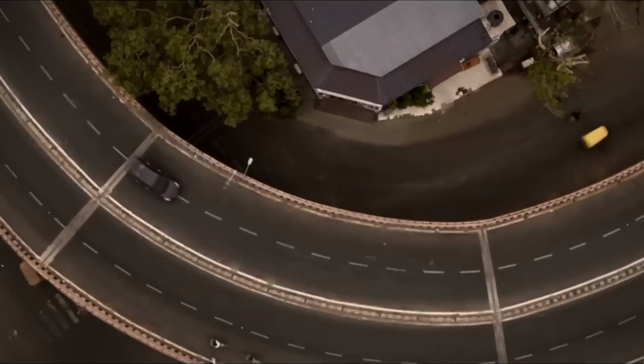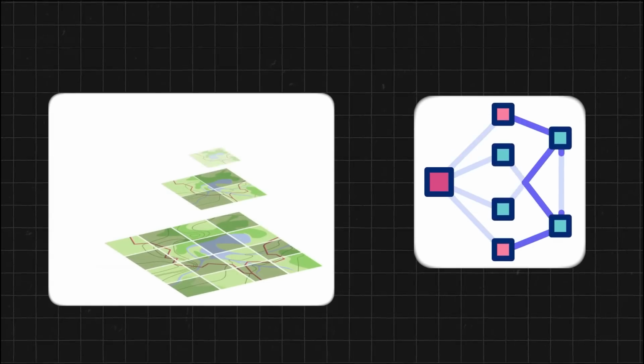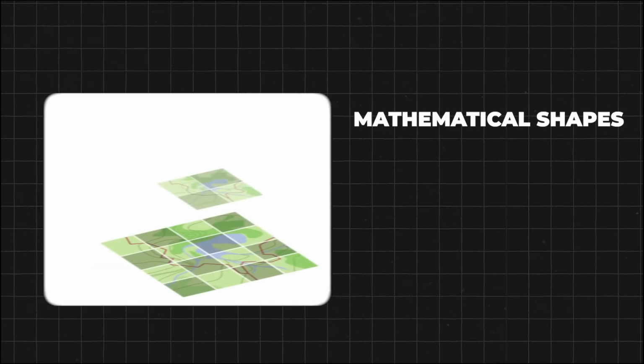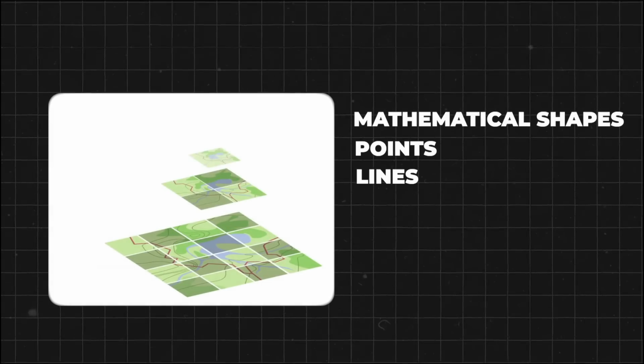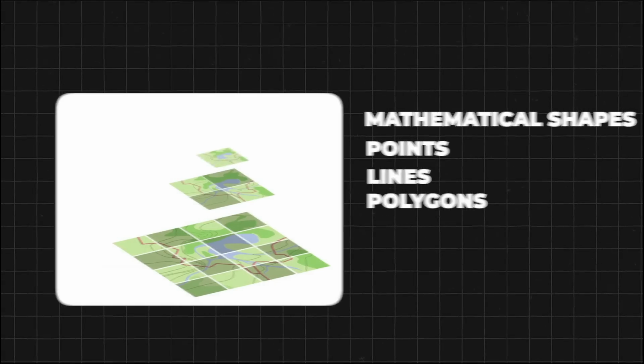But with so much data, how does Google Maps load so smoothly on your phone? The secret is vector tiles and smart data compression. Vector tiles use mathematical shapes, points, lines, polygons to represent features, making them highly lightweight and easy to transmit.